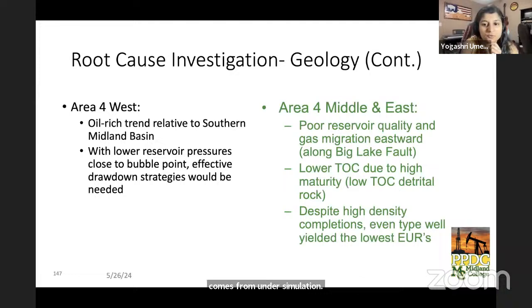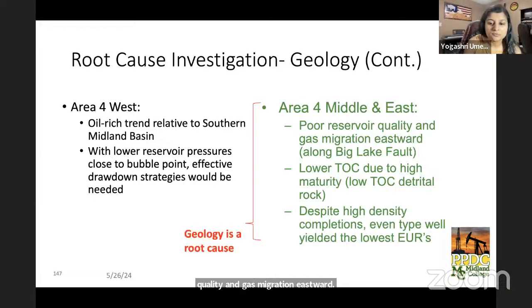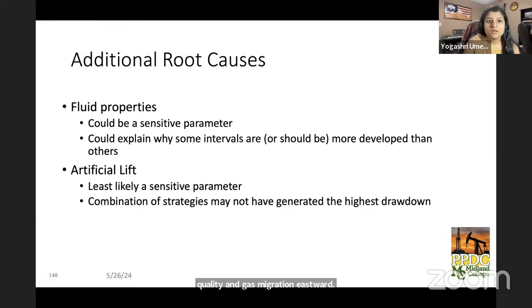Then you have Area 4 West and Area 4 Middle and East. Area 4 West has relatively oil-rich geology, where Area 4 in the middle and the east has poor reservoir quality and gas migration eastward. So geology is a root cause. And then we also looked at fluid properties. It could be a sensitive parameter, or artificial lift, which is least likely a sensitive parameter.